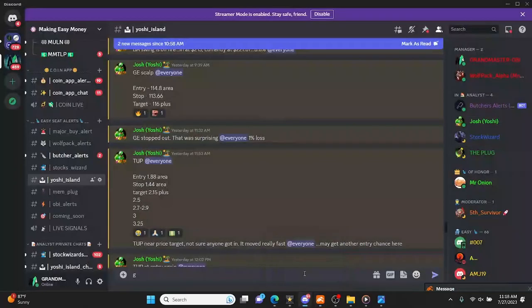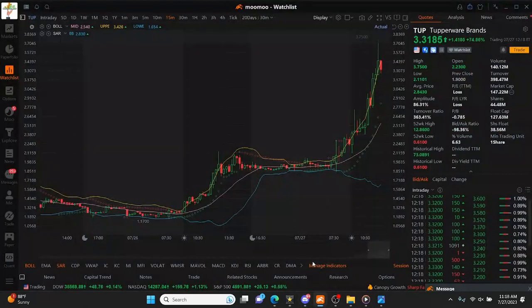He alerted this stock here yesterday, okay? At 11:53 a.m. yesterday for the entry price of $1.88. And if we take a brief look and check out today's price action, the stock ran as high as $3.75, offering over a 100% gain from his alert entry yesterday.